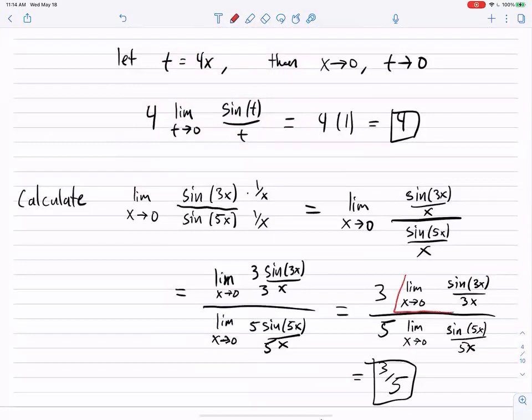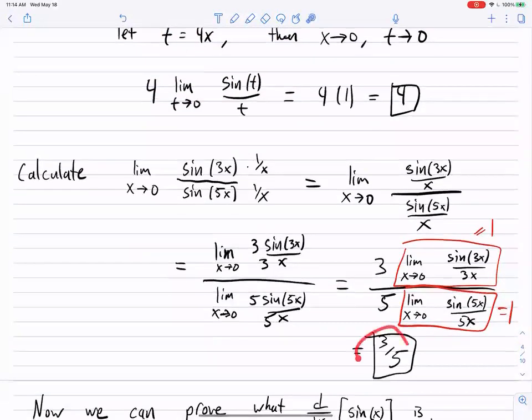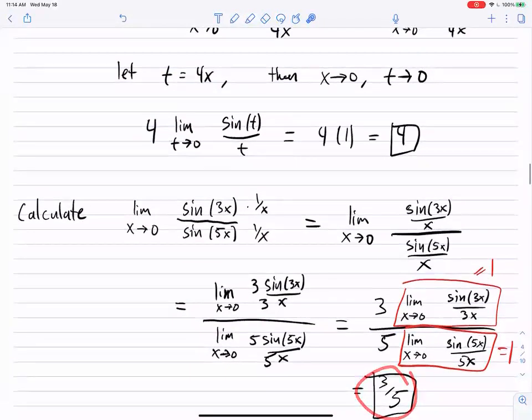So I will even say that. So this equals 1, that equals 1, and we get 3/5. And so there's going to be a couple limits like that on the homework to play with.